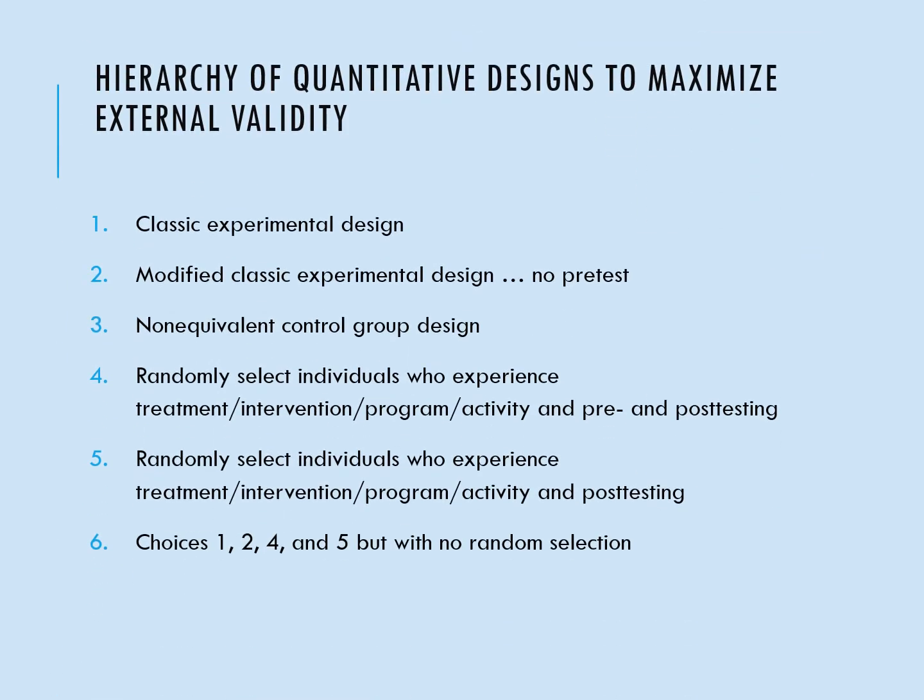Again, we can look at a hierarchy of quantitative designs to maximize external validity. So we can look at, again, classic experimental design being the best one to maximize external validity. And then we move on down where there's no random selection of participants in the study that we're looking at.